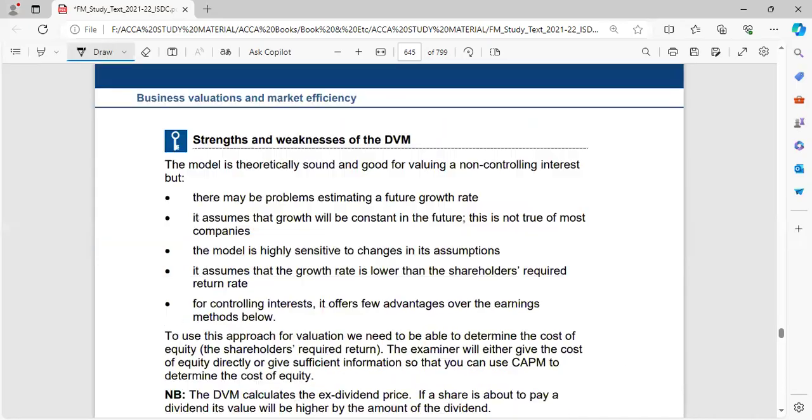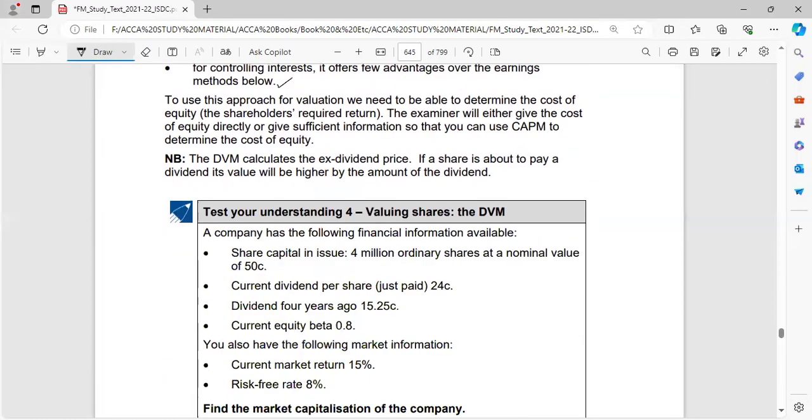Strengths and weaknesses of the dividend valuation model. There may be a problem estimating a future growth rate. It is difficult to determine the future growth rate. It is assumed that growth will be constant in future. This is not true of most companies. The model is highly sensitive to changes in its assumptions. It assumes that the growth rate is lower than the shareholders' required rate of return. For controllable interest, it offers few advantages over the earnings method below.